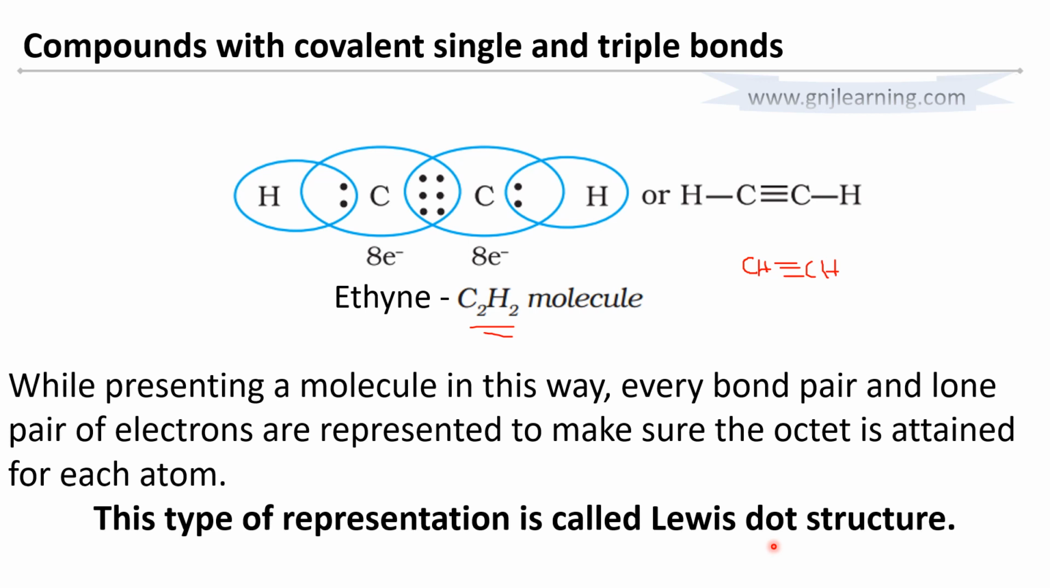Why do we need that? Because this will make sure that the octet is there, and according to Kossel and Lewis, octet is the basis of stability. So in that way you can show that it is due to the octet that the molecule is attaining this stability. Clear? So in the next part we will see how to draw these structures.